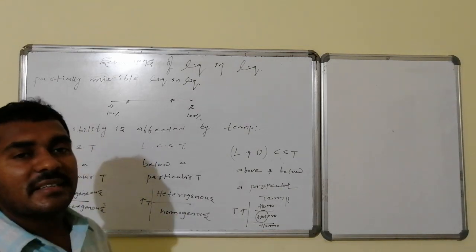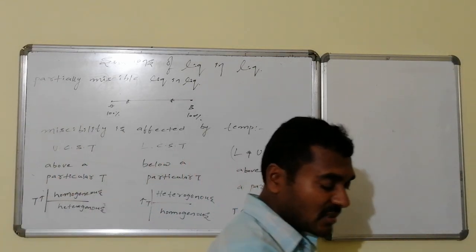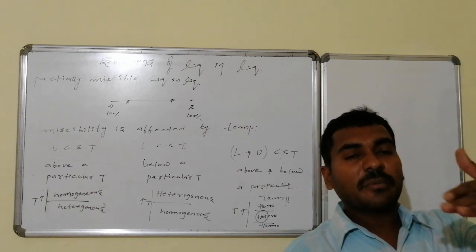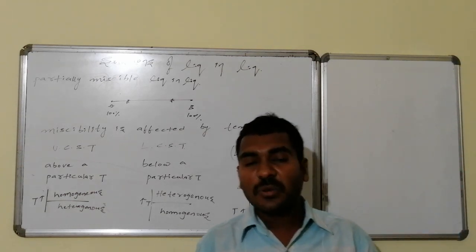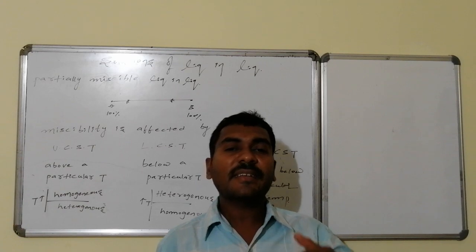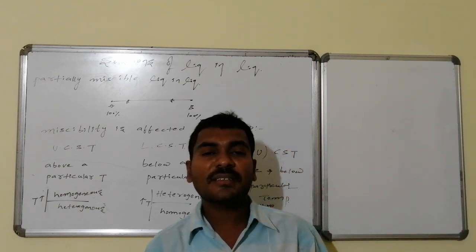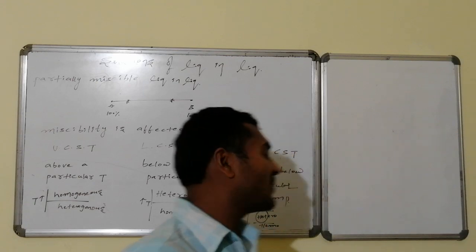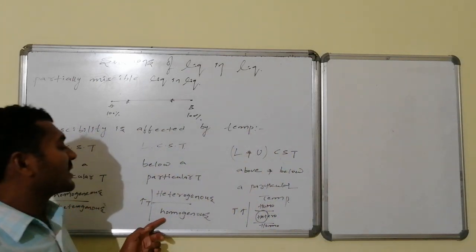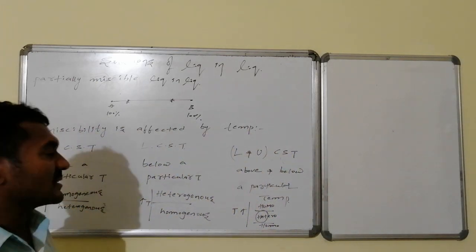Similarly, in certain cases, certain combinations below a particular temperature behave as a homogeneous mixture, but from that temperature onwards they behave as a heterogeneous mixture. Hence these are said to be lower critical solution temperature containing systems.